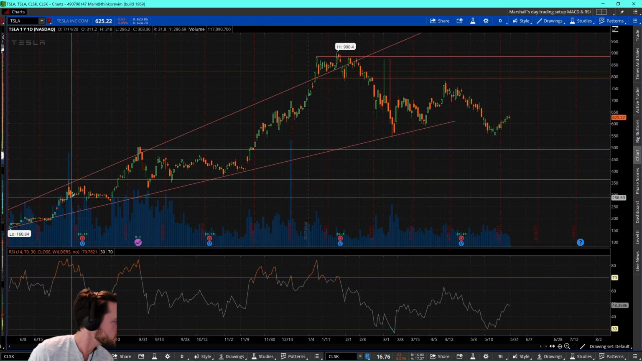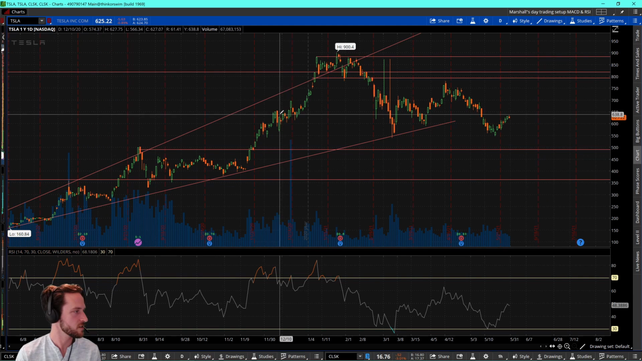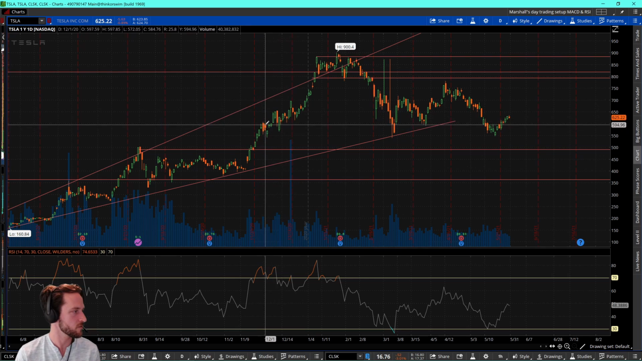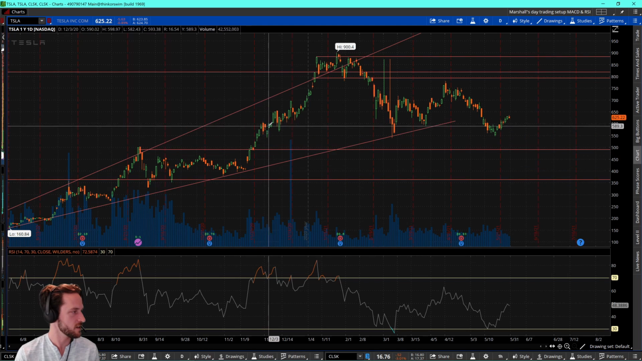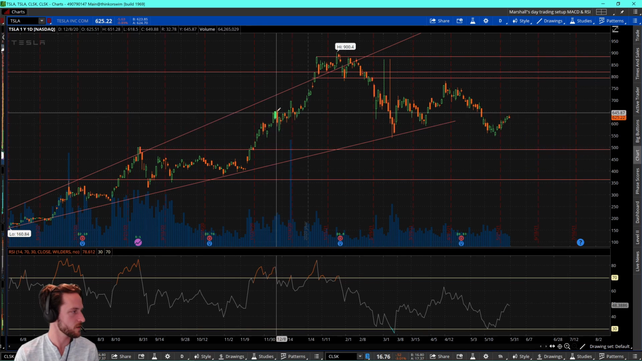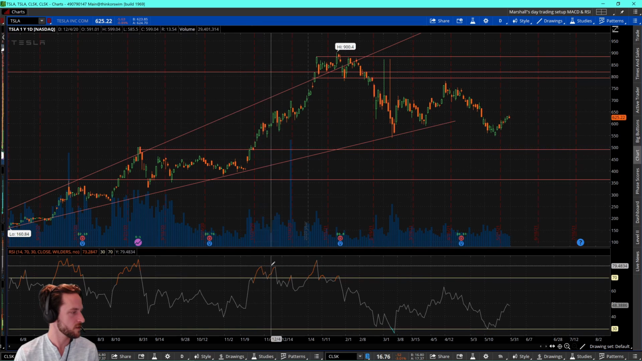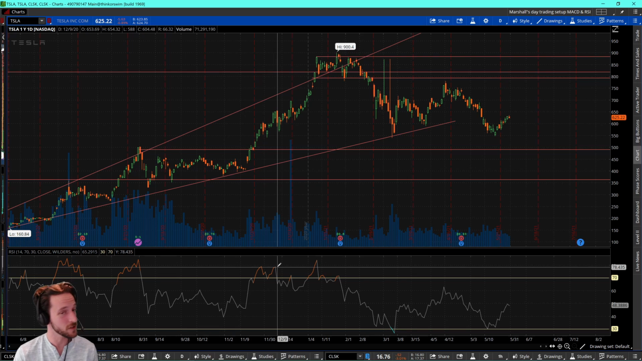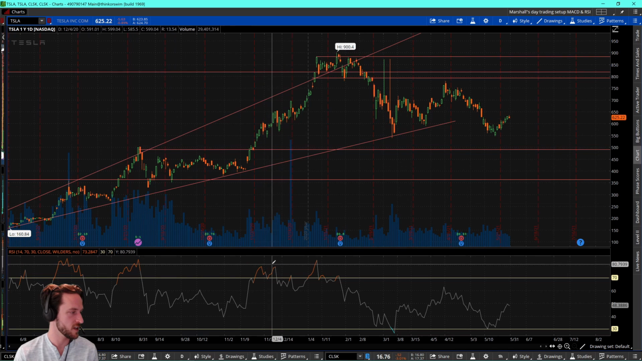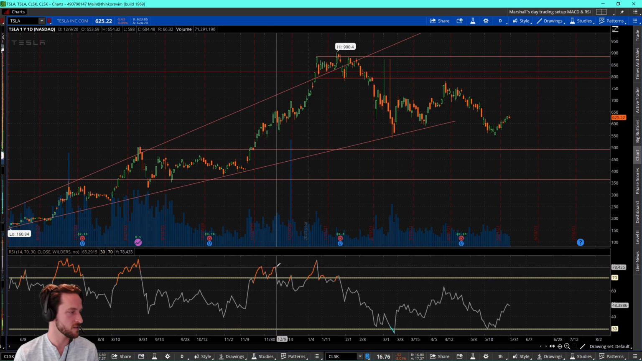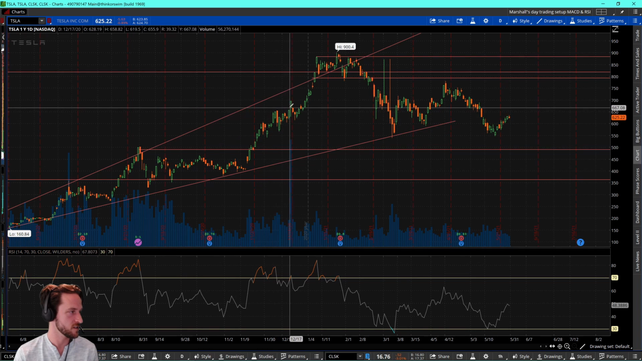So let me look for a spot here. Okay, so this would be a divergence right here where it hit a high, right? The RSI hit a high, and then Tesla kind of dropped down, and then it just kept going up, right? But the RSI stayed the same. Okay, typically, that's a bear sign. So that means the RSI is indicating that there's less buying happening in these trades.